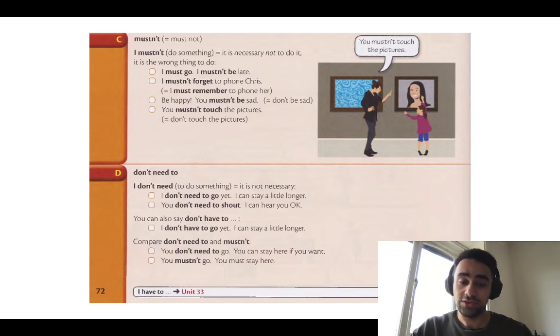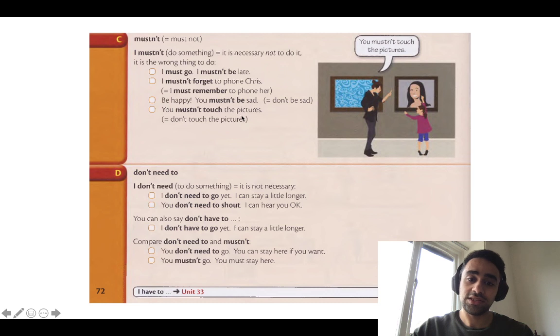So mustn't here means you can't do this, or you need not to do it. I must go. I mustn't be late means I can't be late. And I mustn't forget means I can't forget. I have to phone Chris. Be happy, you mustn't be sad, you can't be sad.